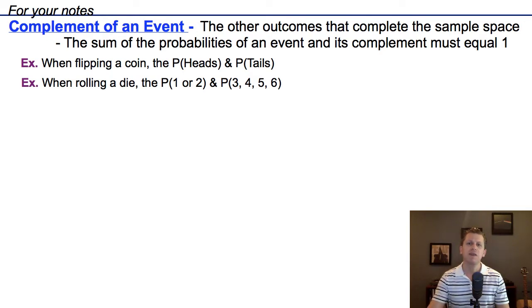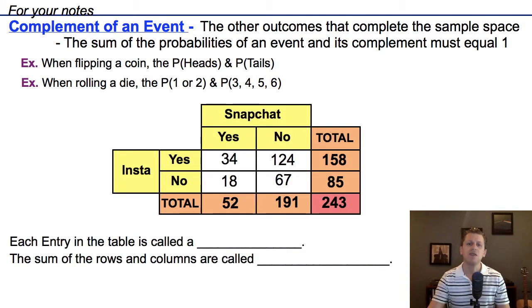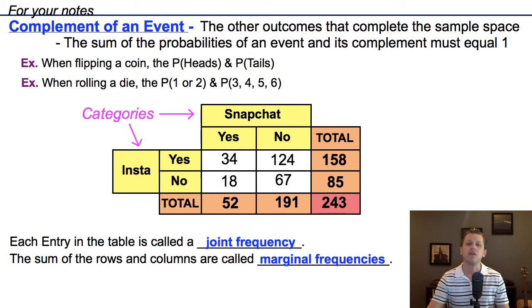The reason I wanted to talk about the complement of an event is because today we're going to be setting up our own two-way tables. And when you think about the categories that exist in a two-way table, each one most of the time represents complements. For instance, think of just the probability that a student uses Snapchat. Here are the complements. It's the probability that a student does use Snapchat and the probability that they don't use Snapchat. The same could be true for Instagram. It's the probability that they use Instagram and the probability that they don't. These two events here we could consider complements of one another. And of course, each entry in the table is called a joint frequency, and the sum of these rows and columns are called the marginal frequencies.